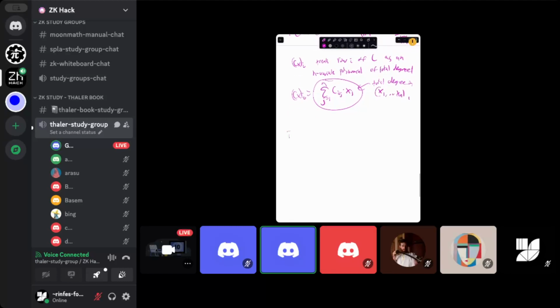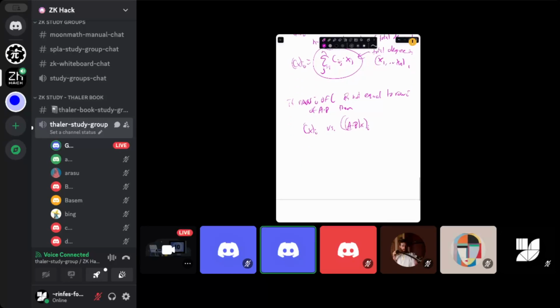Okay, and so if rho I of C is not entry by entry equal to rho I of A times B, then if we compare the ith entry of CX to the ith entry of A times BX, what we've done is we are evaluating two different total degree 1 polynomials at a random input X in field to the n.